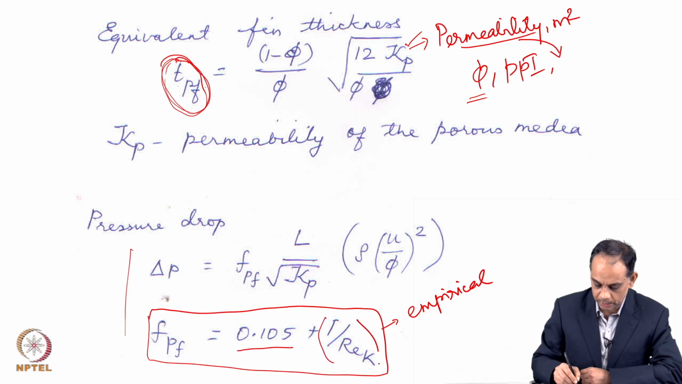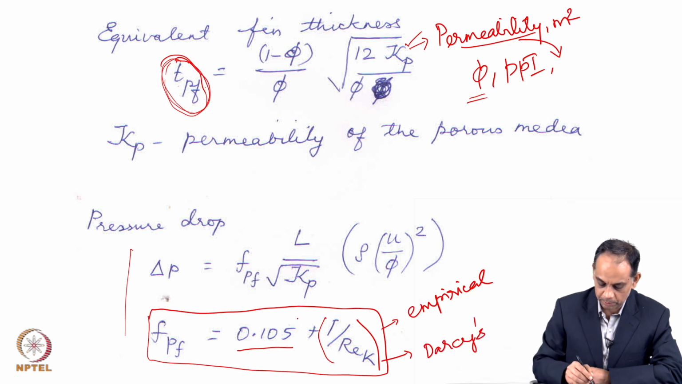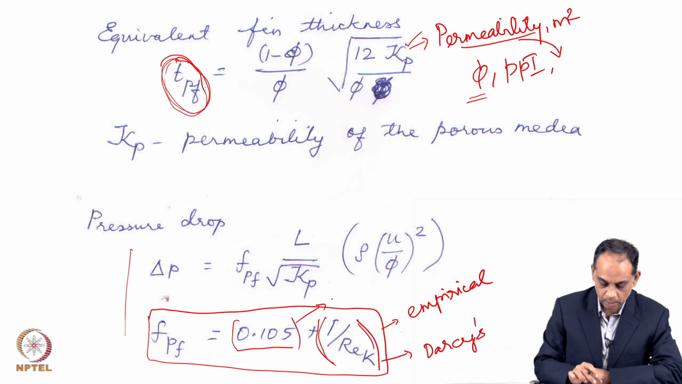This 1 by REK is a resemblance to Darcy's regime. In a porous media, you have the Darcy regime and the Darcy-Forchheimer regime. This is the linear regime, and this is the nonlinear term that comes up because of the inertial terms. So this is also documented or empirically available.